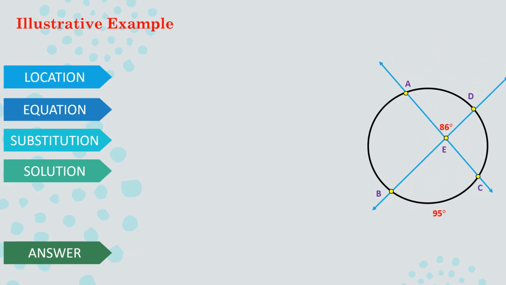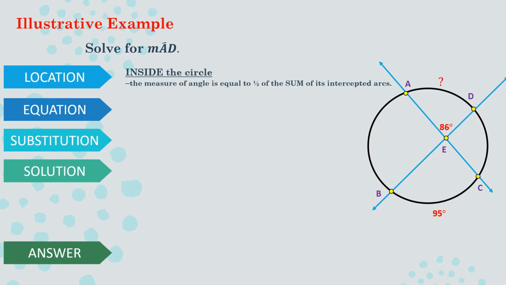And let's have another example. Given the figure, solve for the measure of arc AD. First, we determine the location of the given angle, which is angle AED. Angle AED is an angle formed inside the circle. Since it is an angle formed inside the circle, the measure of this angle is equal to 1/2 of the sum of the intercepted arcs of the vertical angles. We can use this to formulate our equation, which is measure of angle AED is equal to 1/2 of the measure of arc AD plus the measure of arc BC.